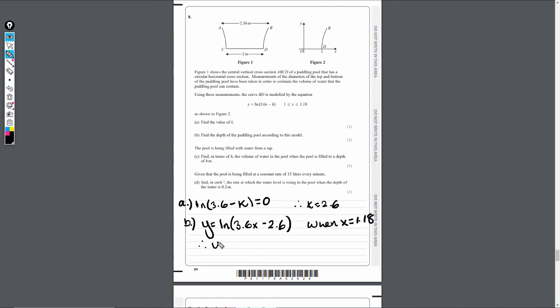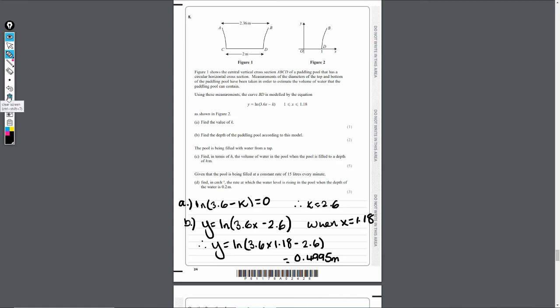Therefore, y is equal to ln of 3.6 times 1.18 minus 2.6. What does this give us? Well, you'll get 0.4995 meters. And there we have it. That's the depth of the paddling pool according to the model, using this equation here for the curve BD. So that's part A and B done for the first 3 marks.